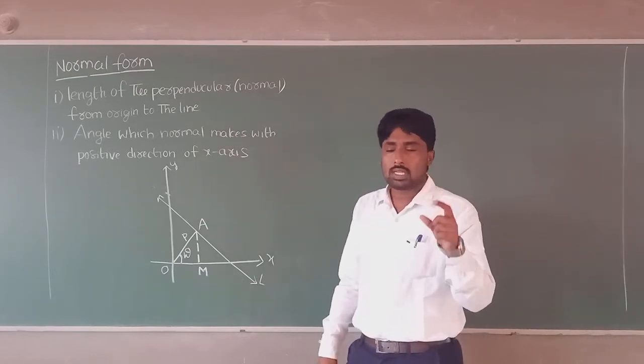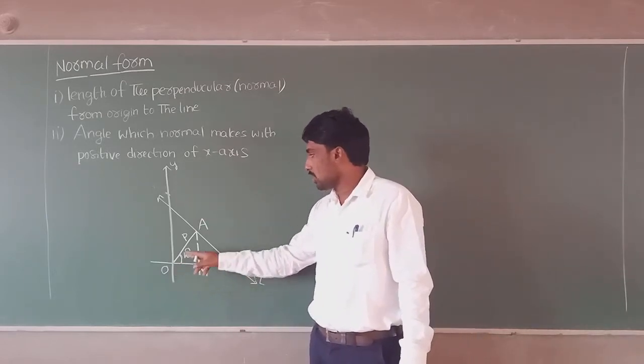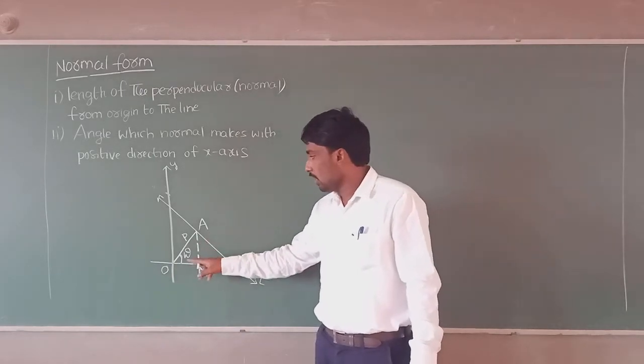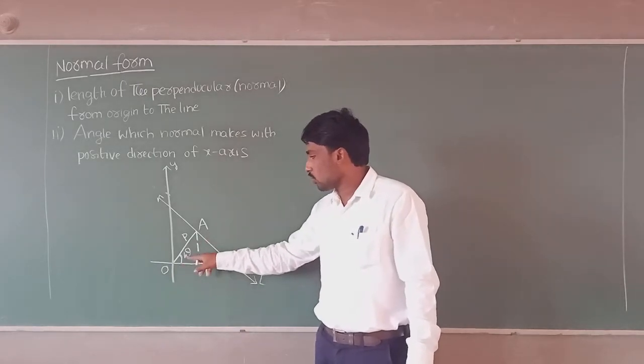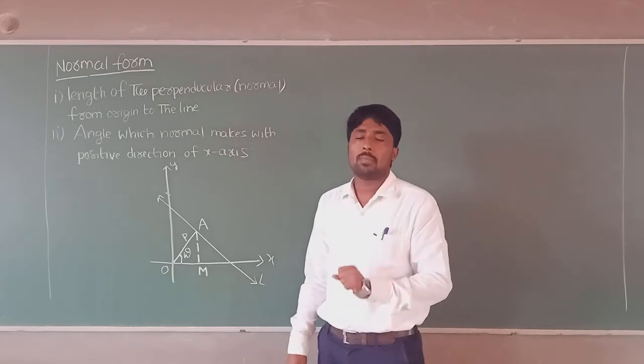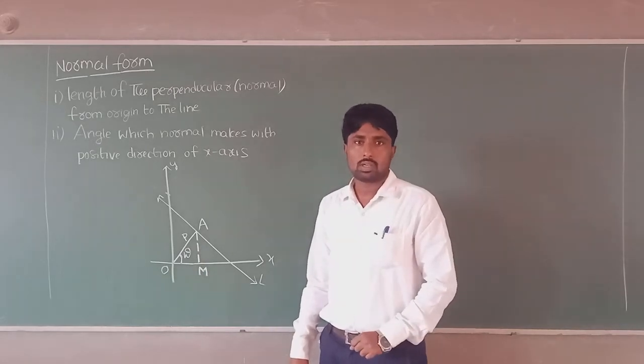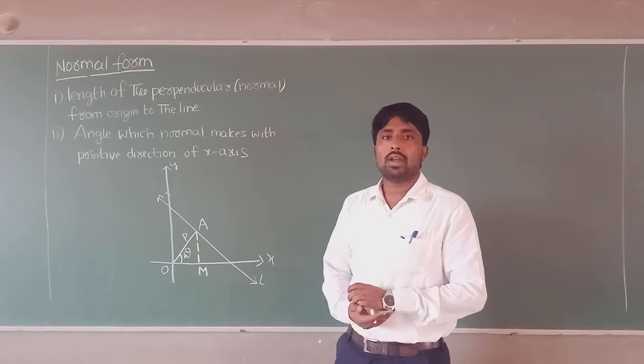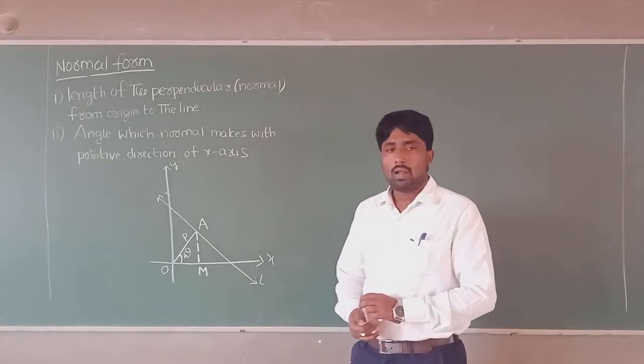Okay, whenever they mention the perpendicular distance from the origin to the line and the angle omega which it makes with the x-axis, that is the normal form of a straight line. Okay, is it clear, everyone? So how to find the normal form of a straight line, I will discuss now.